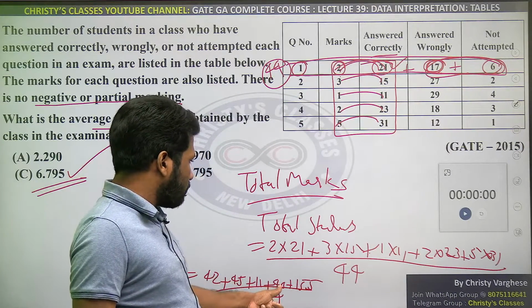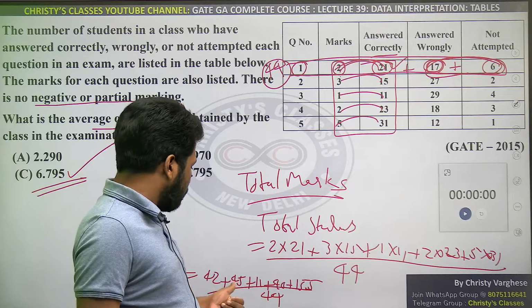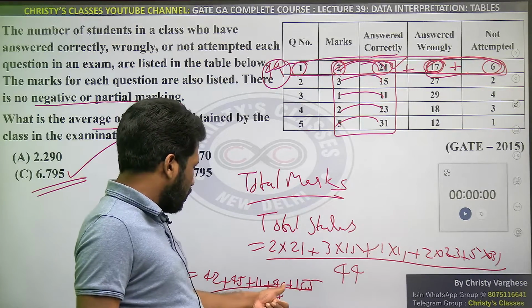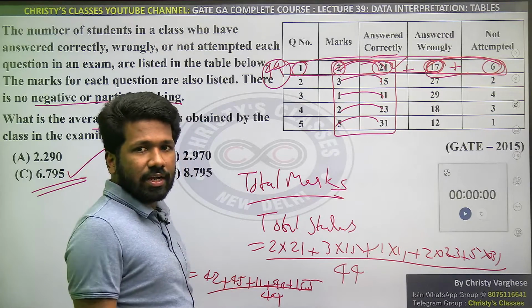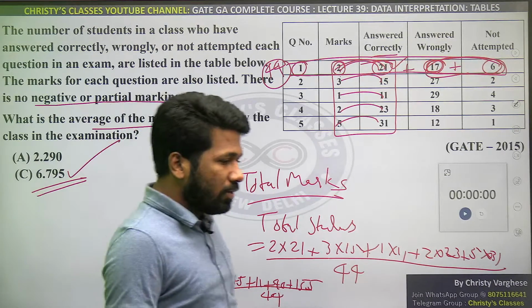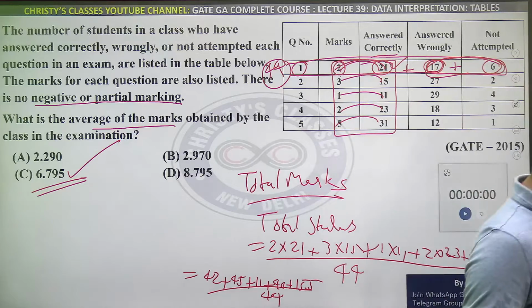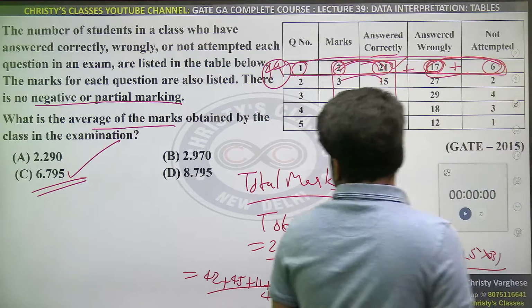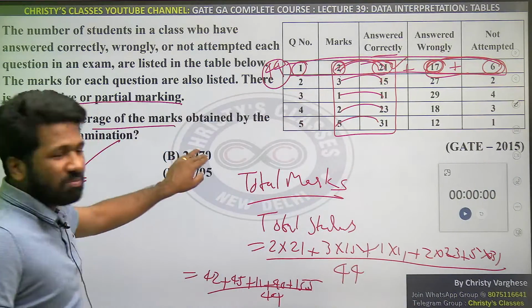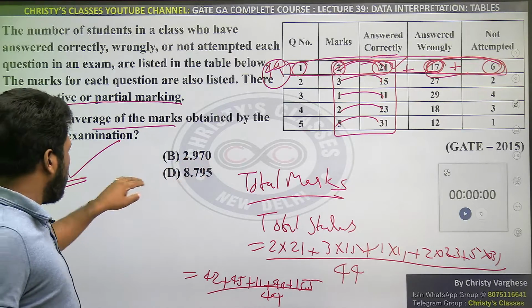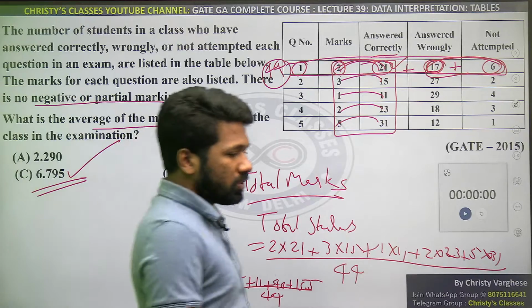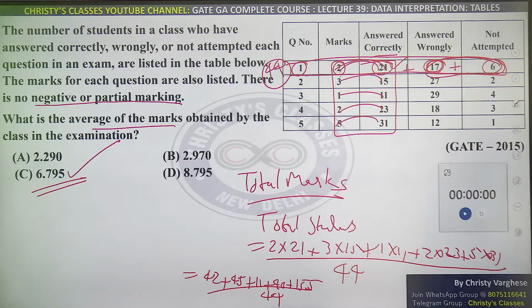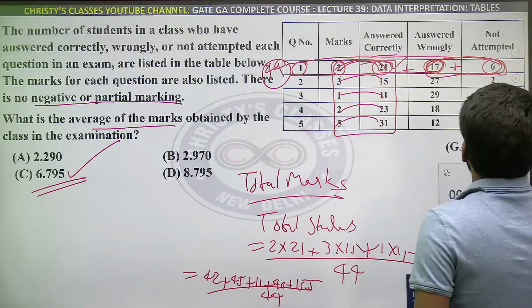Otherwise 155 plus 45, that is 200. 200 plus 46, 246 plus 42 plus 11. If you add like this and check, you will almost get 300 by 44. And there you can use options. 300 by 44 will anyway give 2 point something, it will not give even 8 point. So among the options, the only option is 6.795. You can make improvisations like this.